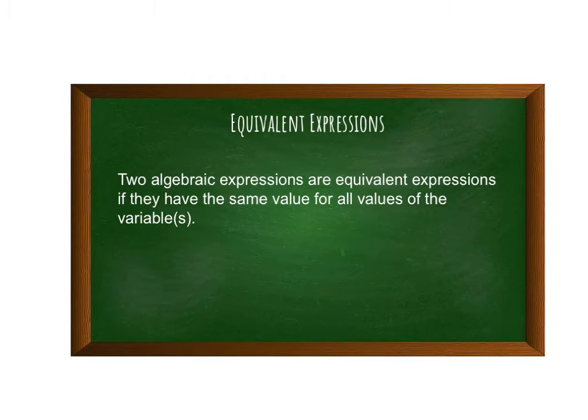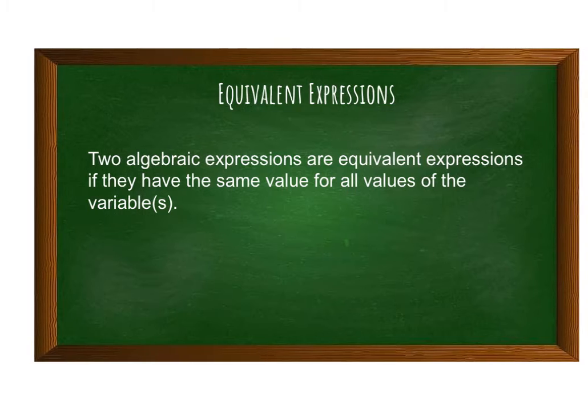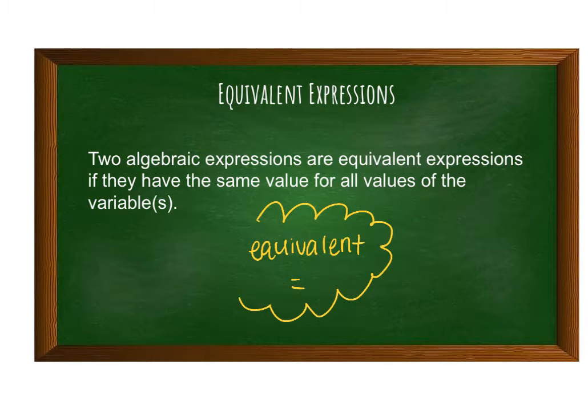Equivalent expressions. So 2 algebraic expressions are equivalent expressions if they have the same value for all values of the variables. Basically, if it ever says equivalent, you know you're using an equal sign, okay? So that could mean a variety of different things. It could be A plus B equals C. As long as there's that equal sign, we are evaluating an algebraic expression that is equivalent to another one, okay? So A plus B is equivalent to C.